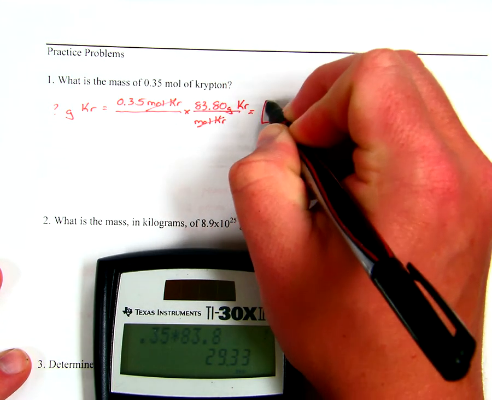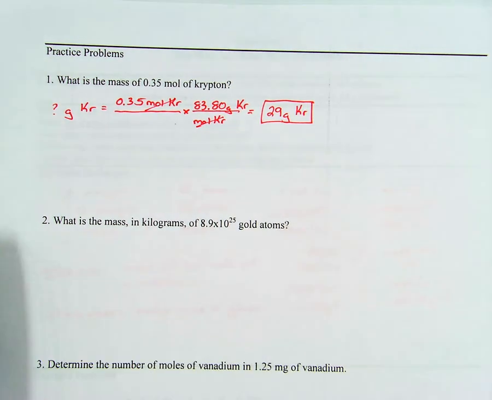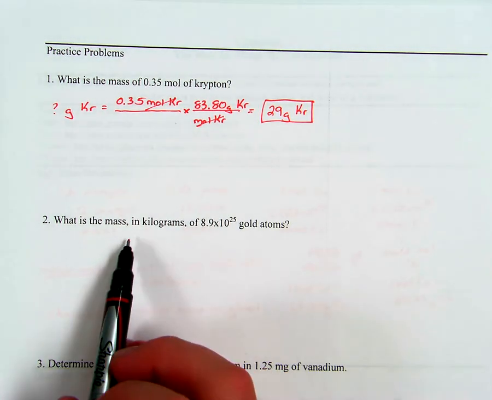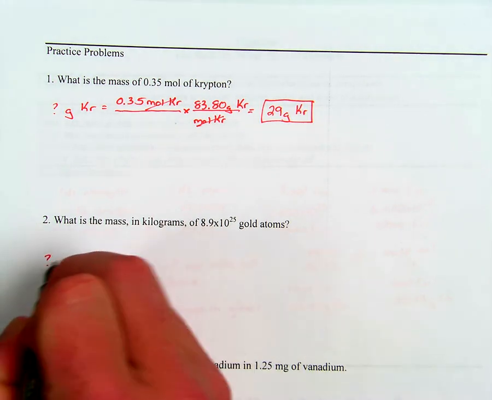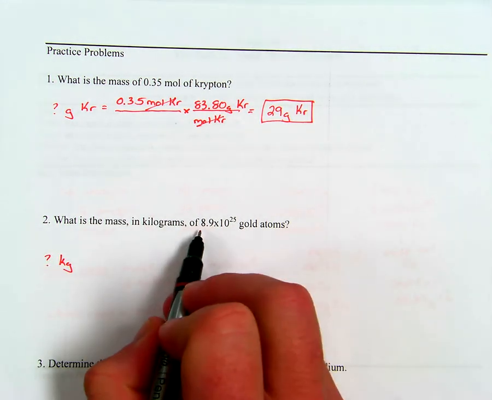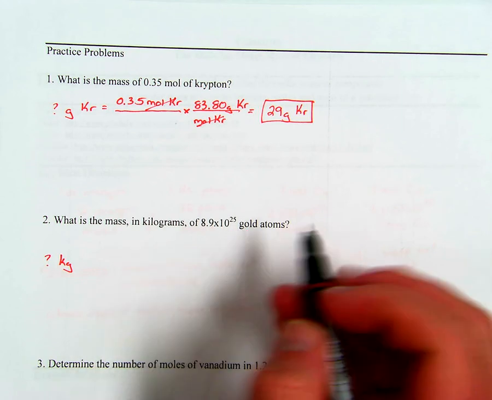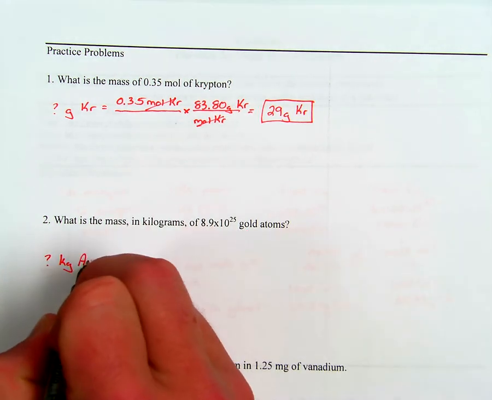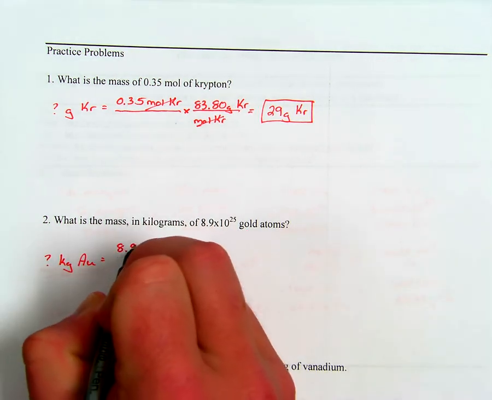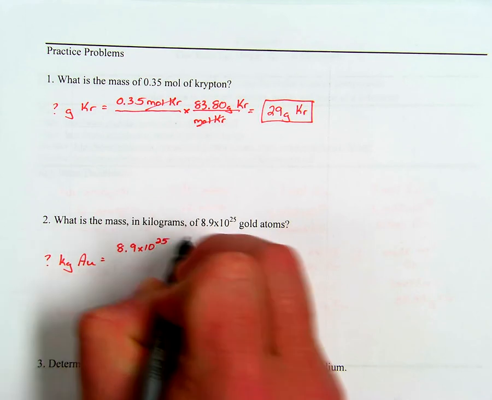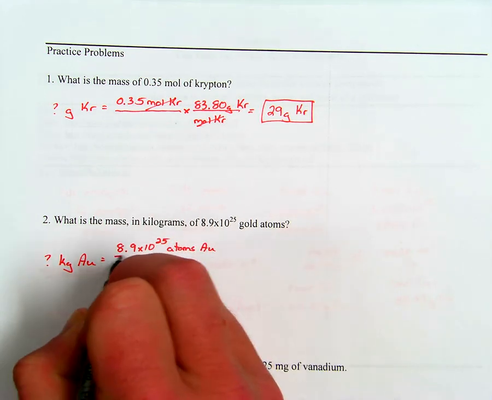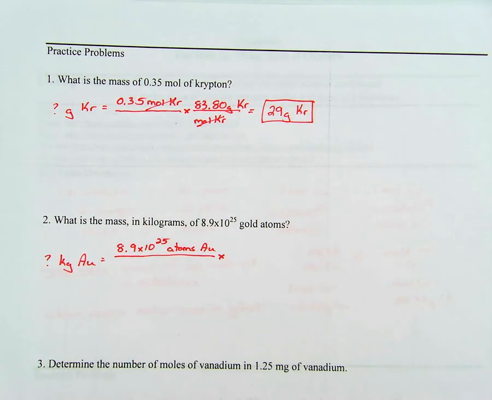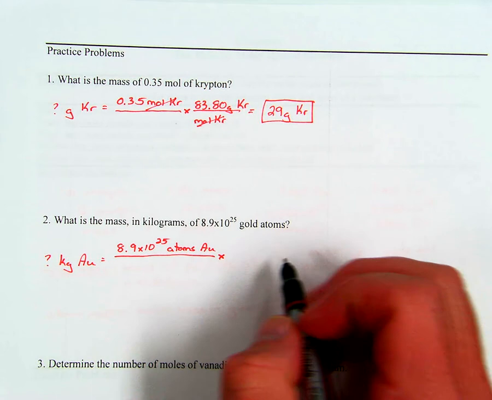Alright, next question. What is the mass in kilograms? So here we're asked specifically for kilograms. So how many kilograms of gold are equal to 8.9 times 10 to the 25th atoms of gold? Because we're given a number of particles, we need to convert to moles first, because the mass relationship we have is always between mass and moles. So I need to convert this to moles first.